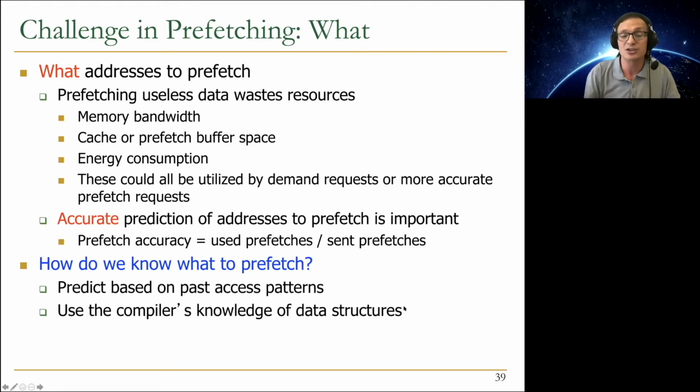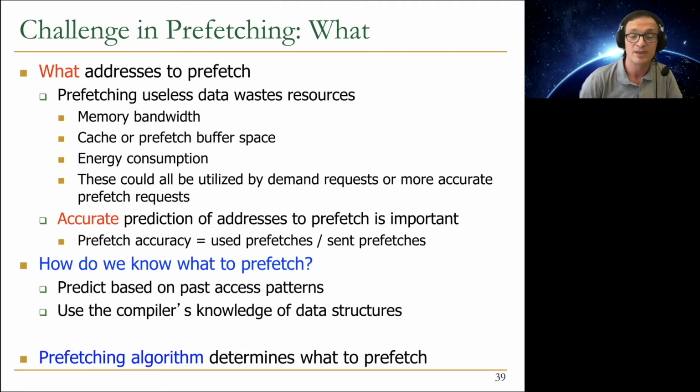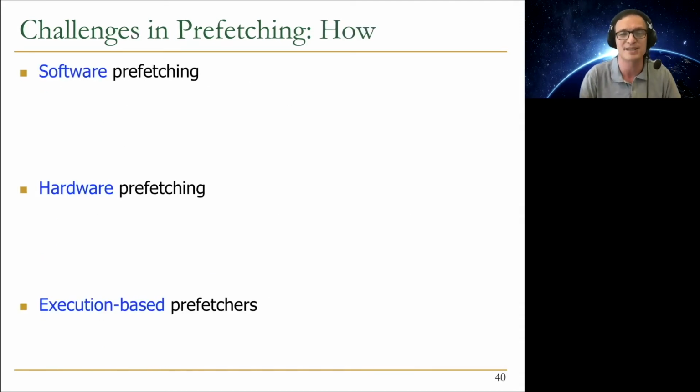So how do we know what to prefetch? You can predict based on past access patterns, or you can use compilers' knowledge of data structures. You can use programmers' knowledge of access patterns also if you're doing it at the program level. So there are many, many questions over here also. And the prefetching algorithm in the end determines what to prefetch. There are many, many prefetching algorithms that people have devised. I'm going to give you some examples of it, but if you really want to learn more examples, I would recommend taking the advanced course and reading some papers that I recommend.